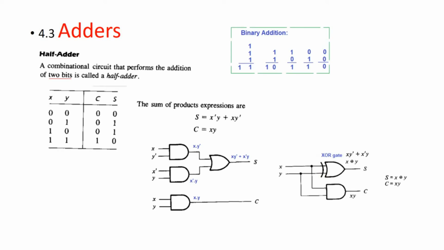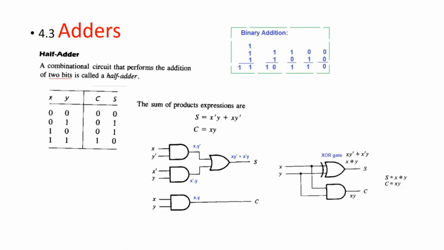So the XOR gate has output X Y dash plus X dash Y, or we can also write it as X XOR Y, and this is the symbol for XOR. And we are feeding X and Y to the XOR gate. And similarly, for the carry, we use an AND gate and we get the inputs X and Y from here.